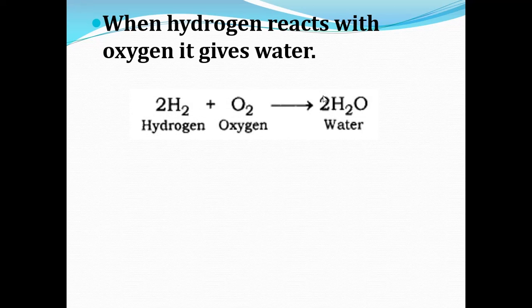Now one more example, hydrogen. Reaction of hydrogen with oxygen. Hydrogen, you know, it is a non-metal. So hydrogen reacts with oxygen and gives water. So 2H2 plus O2 gives 2H2O.